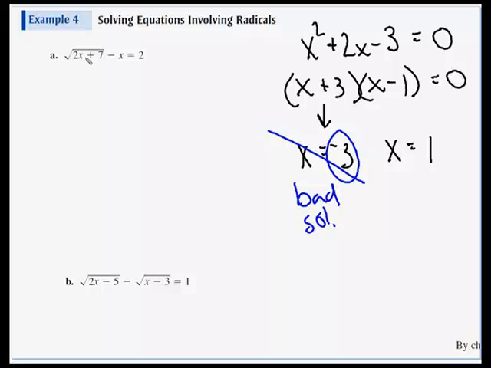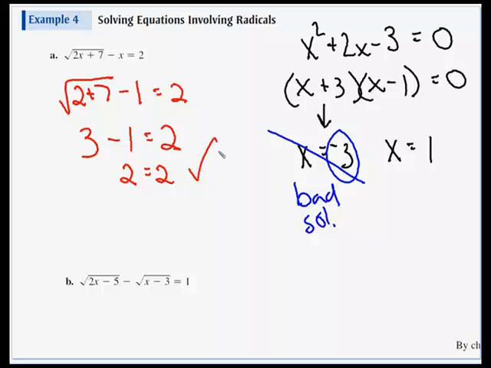And now we'll check out the easier answer. x is 1. If I plug in a 1 for x, 2 times 1 is 2, plus 7, minus x, again is 1. Does that equal 2? So here we have a radical with a 9 under it. That is, square root of 9 is 3. 3 minus 1, does that equal 2? Of course it does. Check. So this is our good solution.